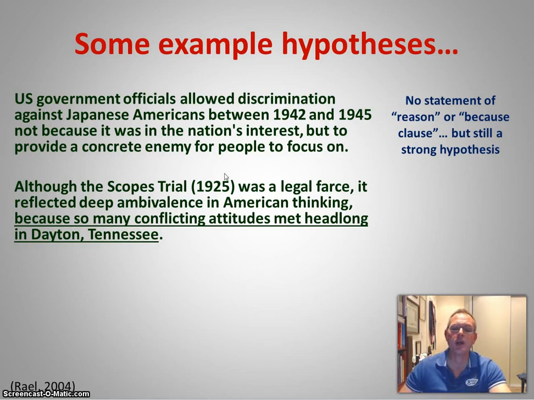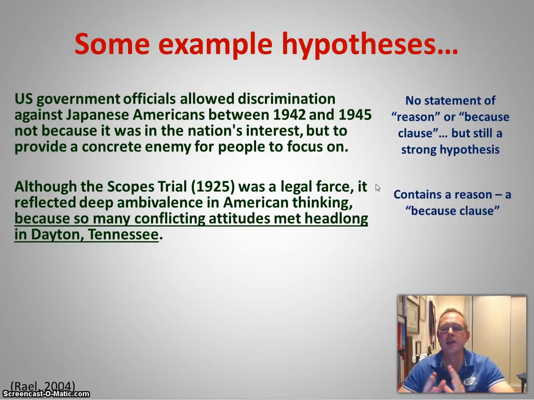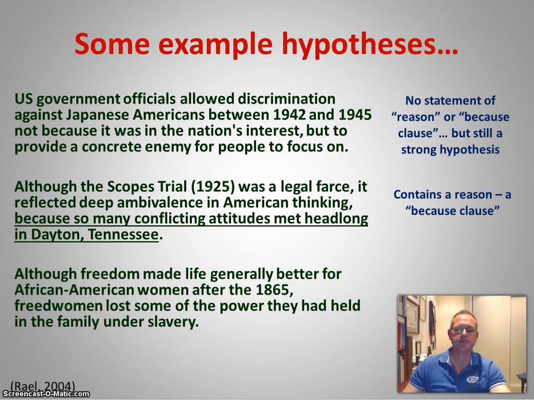So we have firstly a clear time being defined. It has a clear place, Dayton, Tennessee. This one has a concessional clause. It uses although to start off, weighing up one side against another. Although it was a legal farce, it reflected something else. The underlined part is our because clause. It offers a reason. Let's look at one final example. It's a little different. Starts with a concession, although.